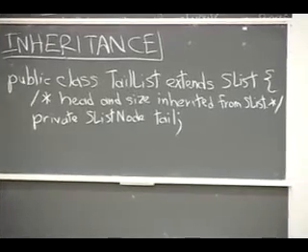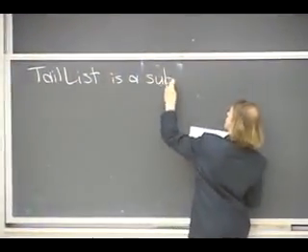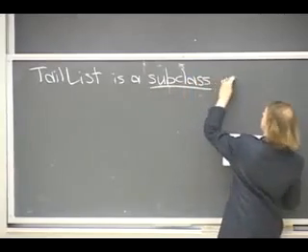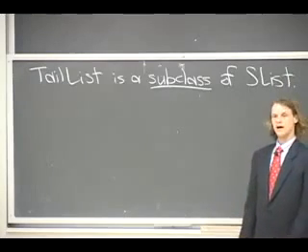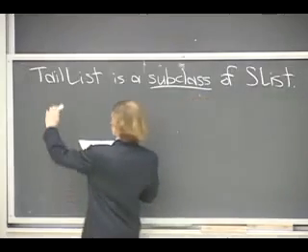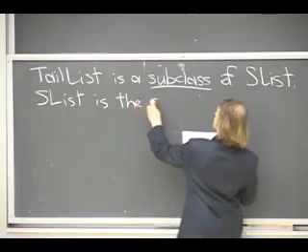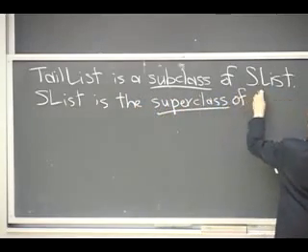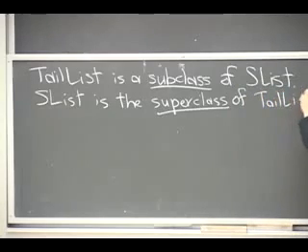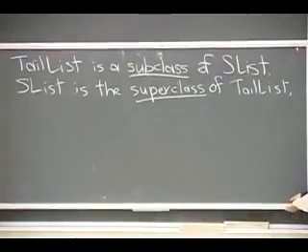Taillist is said to be a subclass of S-list. And just like a child has a parent, S-list is said to be the superclass of taillist. And a taillist has three fields: head, size, and tail.